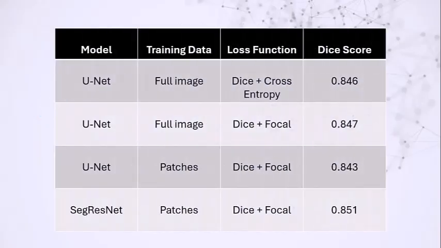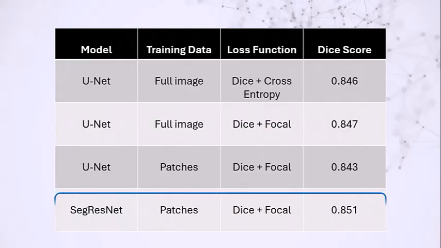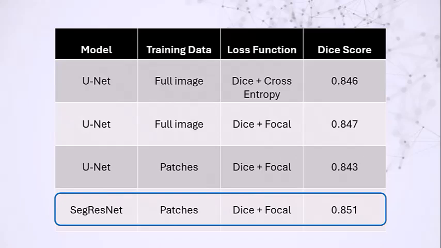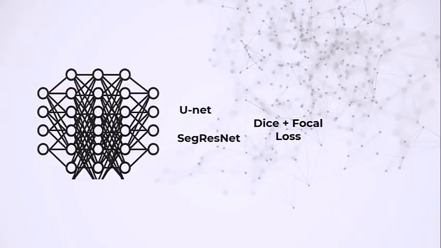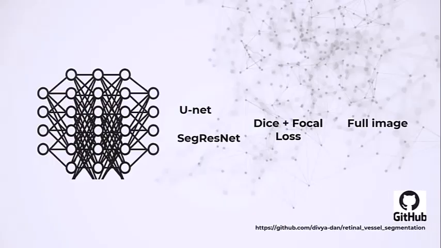In summary, I experimented with different models and loss functions. The SegResNet model trained on patches using DICE plus focal loss performed better by detecting even the fine blood vessels and reduced validation loss. However, I would like to bring to your attention that if the network size and number of training iterations are increased, both U-Net and SegResNet models with DICE plus focal loss have the potential to perform better on full images too. If you'd like to try it out yourself, I've shared the link to my GitHub repository with the full code.